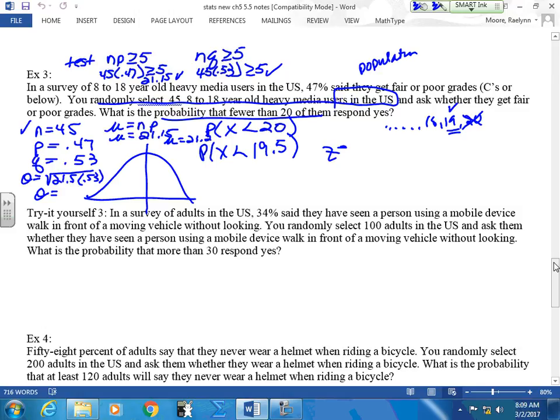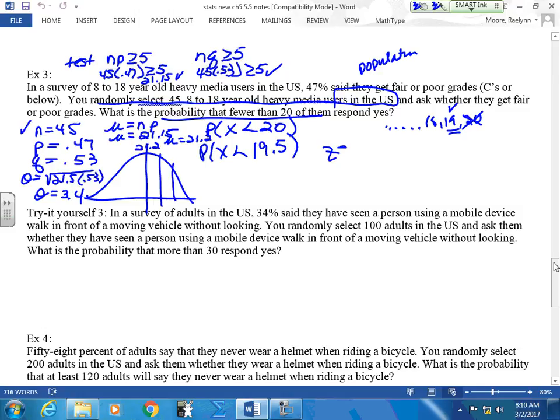So what does this come out to be? 3.4. I did 2 decimals, but I think we should just do 1 decimal. Let me do n times p again. So 3.4 is fine. Okay, so now you're going to put your mean here, which is what we found, 21.2.